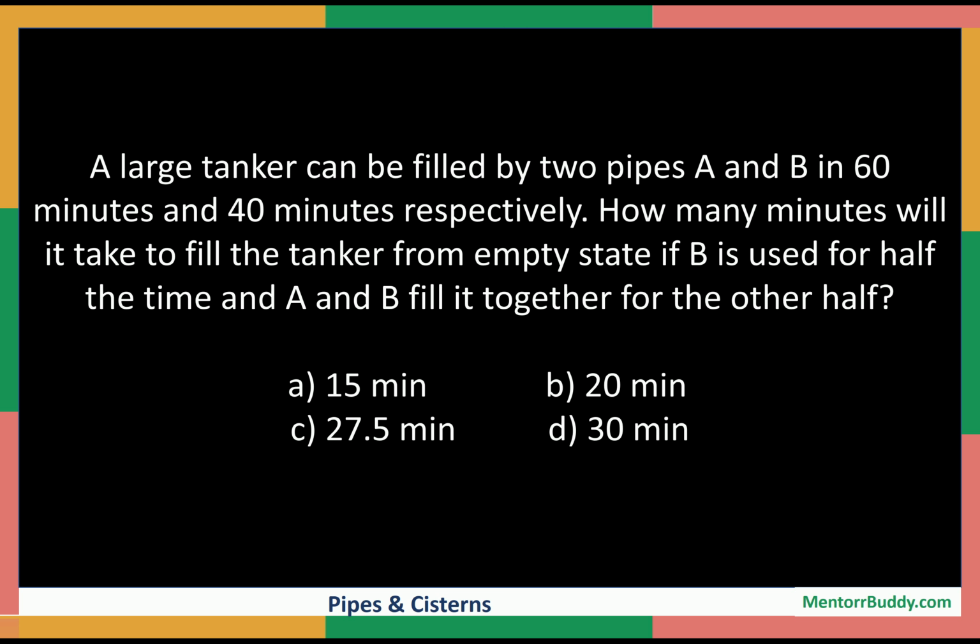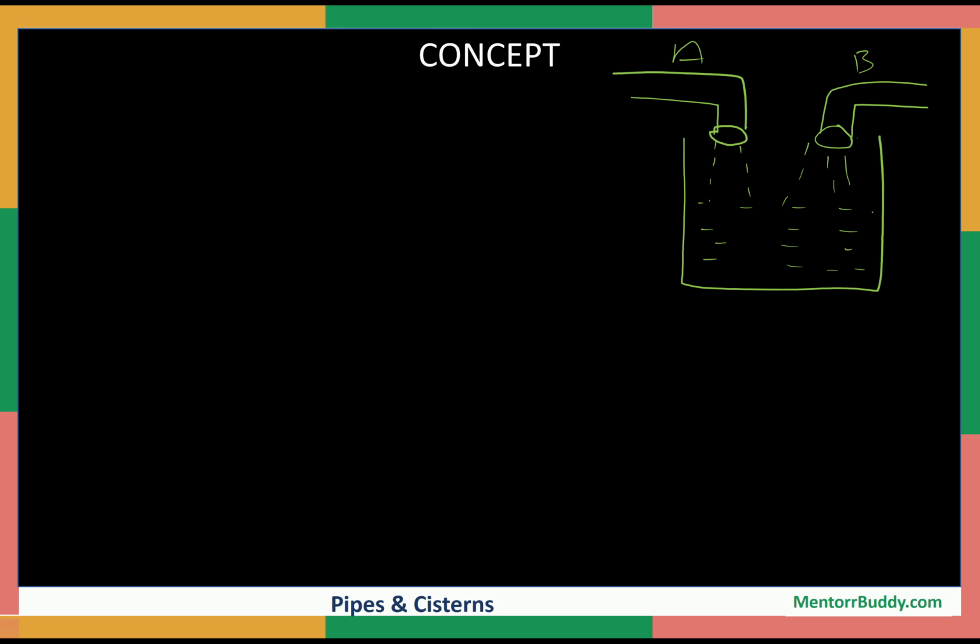Before proceeding to this question, we'll just understand a concept behind it. That is a small concept of efficiency and timing equation. For example, if there are two pipes, let's suppose pipe A and pipe B, and it is given that pipe A can fill the tank in 10 minutes, and pipe B can fill the tank in 15 minutes.